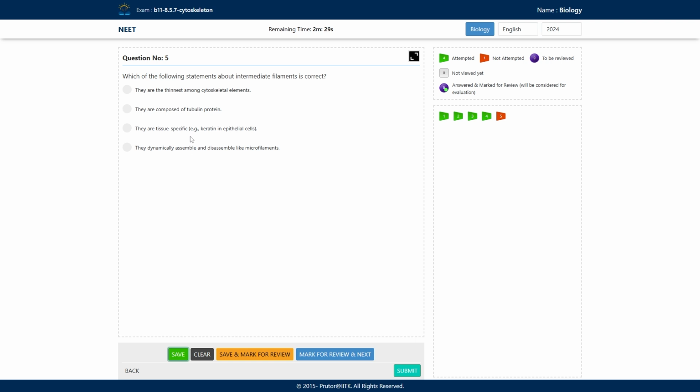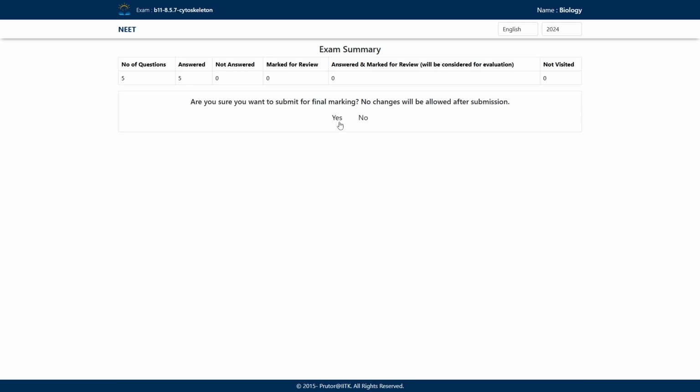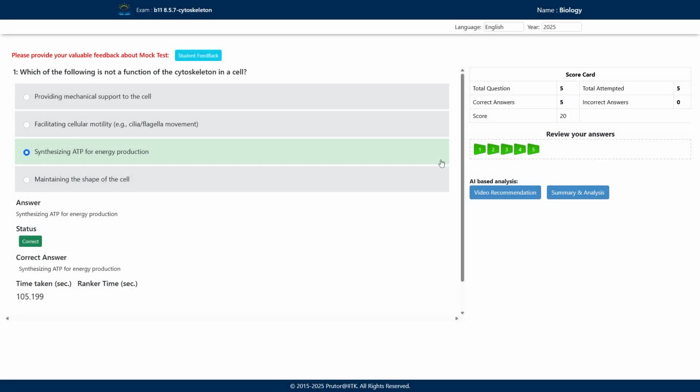Okay, so correct answer here will be option number C. They are tissue specific. For example, keratin in the epithelial cell and vimentin. This is also a structural protein. Okay. So we have discussed the DPP also. Okay. All our questions are correct.